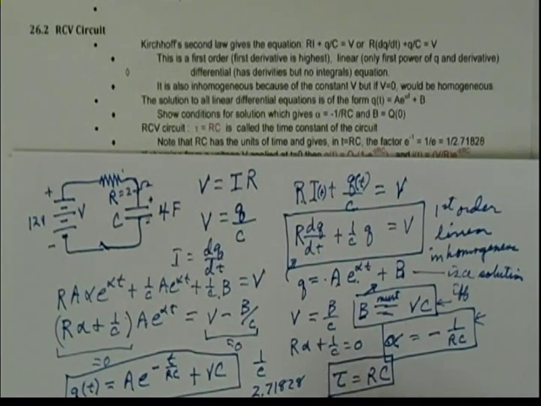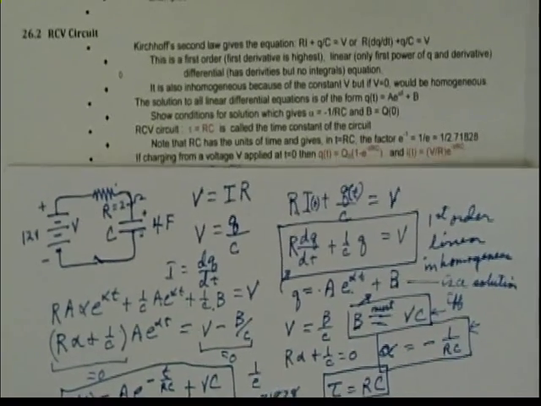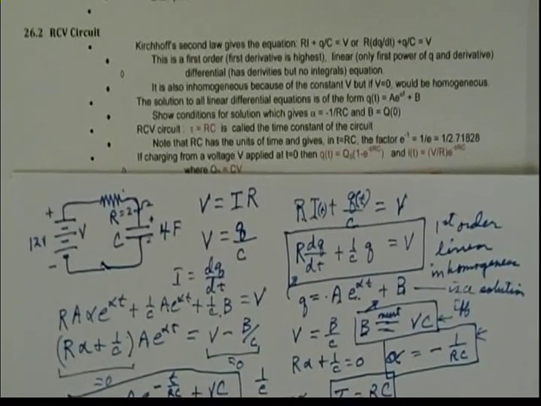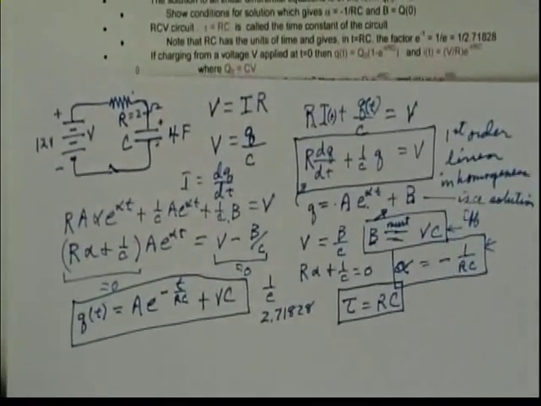It's called the time constant of the circuit. Now we notice that RC has the units of time, and that has to be because all transcendental functions have to have a dimensionless argument. Okay. Let me move this up just a little bit. We can see what's happening next.